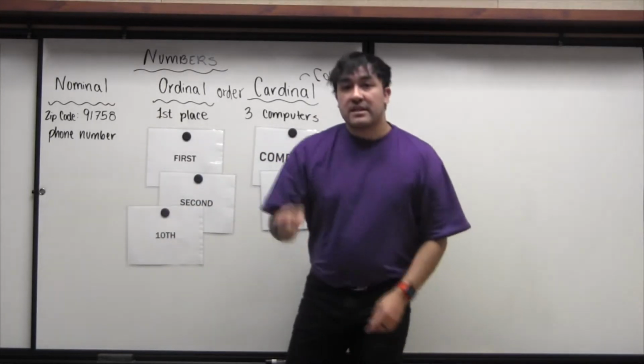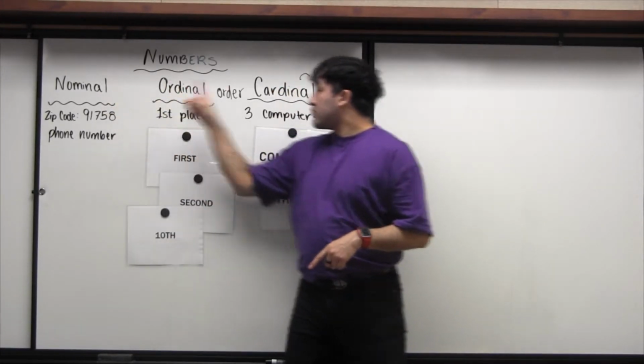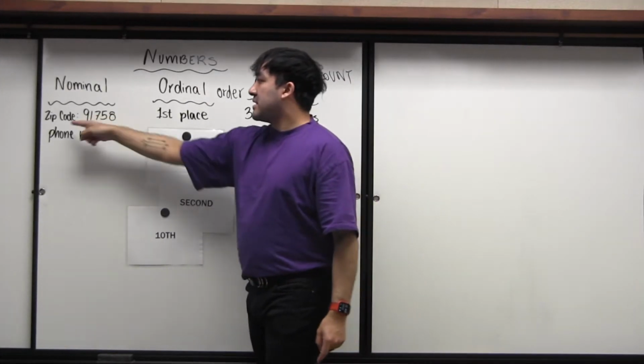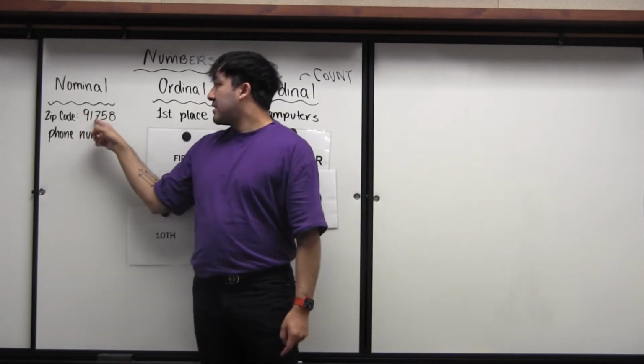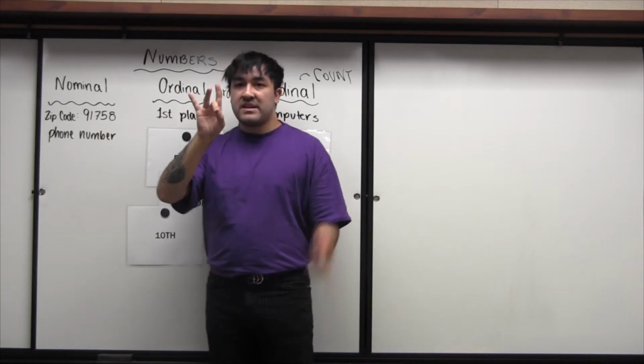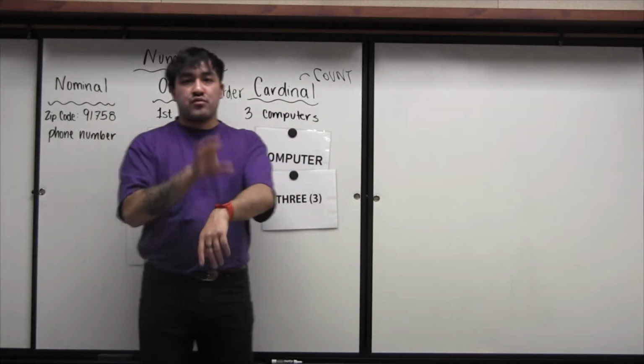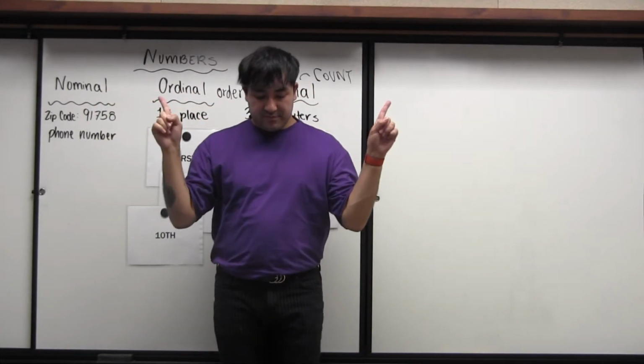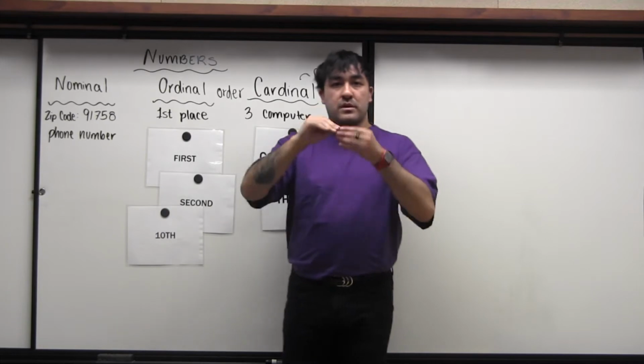And so here we have nominal numbers. The way you sign nominal numbers is exactly the same as cardinal numbers. So you're not going to do anything fancy with your wrist or your movement. So 9178, exactly how you would sign the number 3 in a cardinal number. So ordinal numbers are the only one that's different.